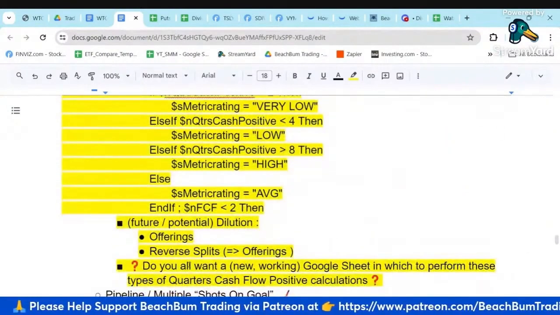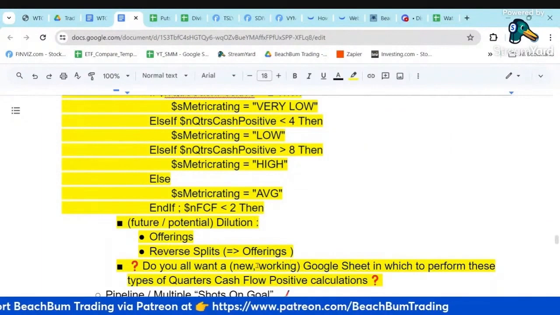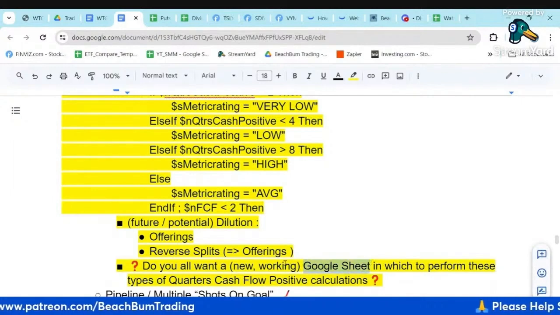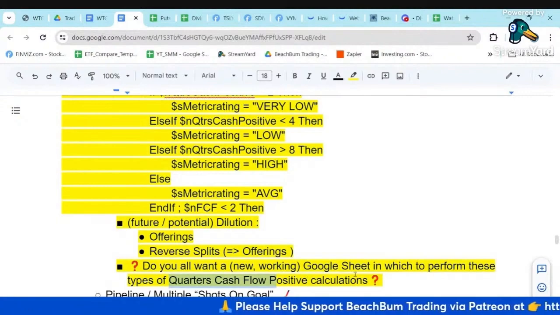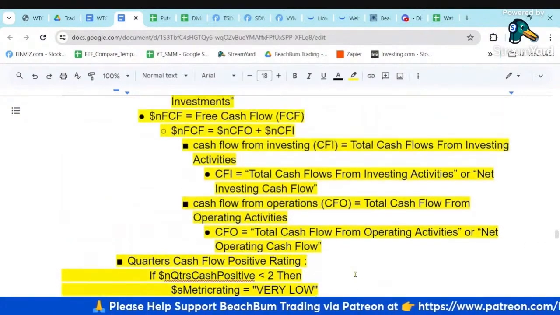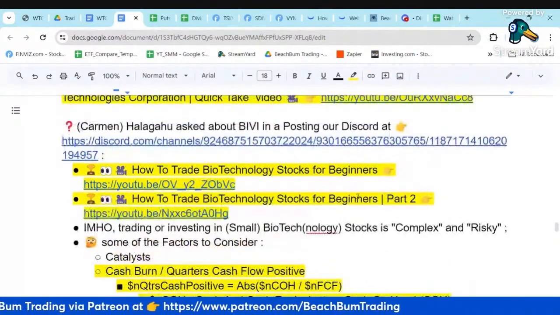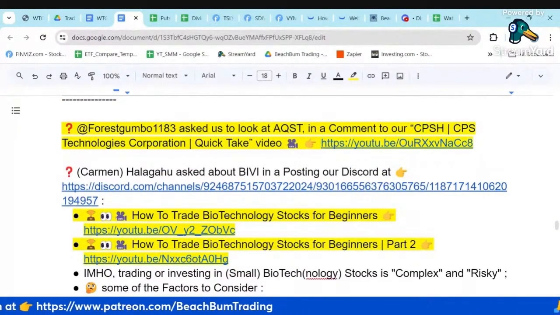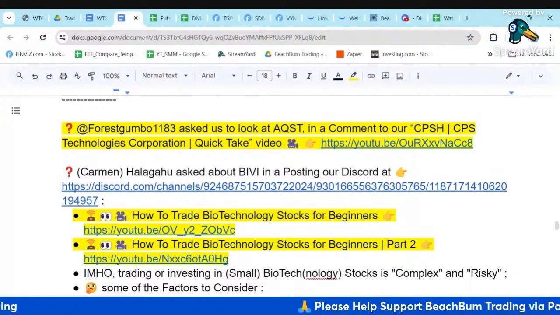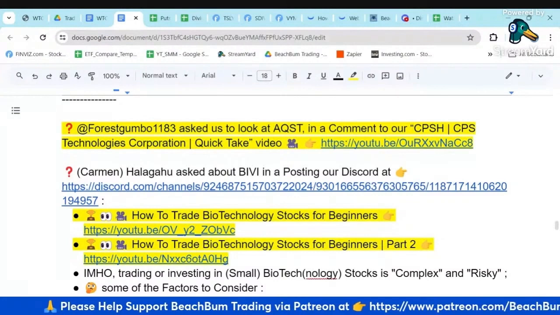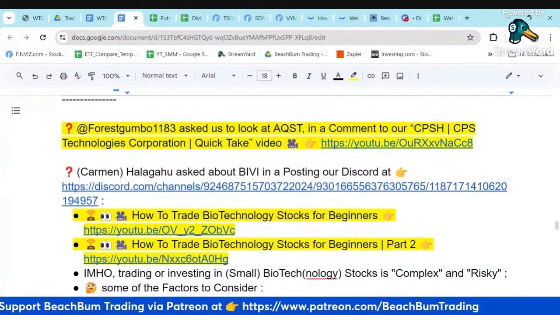And maybe if you all are interested, please let me know in the comments or in our Discord if you think it's worth producing another Google Sheet that you could use to do these calculations to calculate the quarter's cash flow positive for a biotech or really any stock, but it's particularly important, in my humble opinion, for biotech. So, again, I'm not going to have time to go over that calculation now, but if you put in the comments or in our Discord if it would be worthwhile building a Google Sheet to do that, that would help me know if it's worth the time and effort to do so.